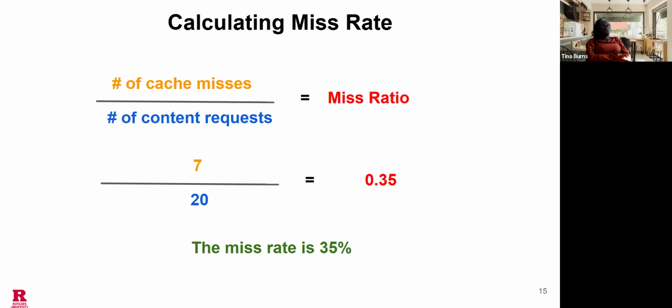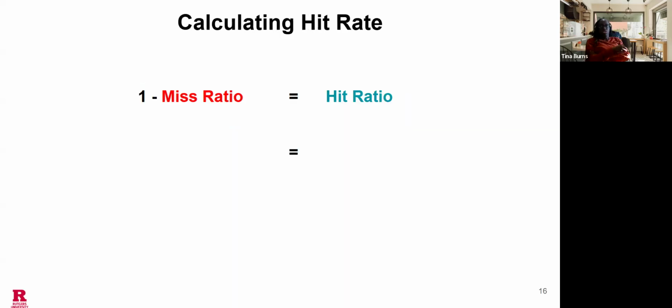And then there's also determining what the hit rate is, right? So this is my miss rate. What's the hit ratio? Well, the hit ratio is going to be 1 minus the miss ratio. So I know that it's going to be 1 minus 35, or my hit ratio is 65. In other words, the hit rate is 65%, right? So that's one very easy way to calculate what the hit and miss ratio are going to be for those particular examples.